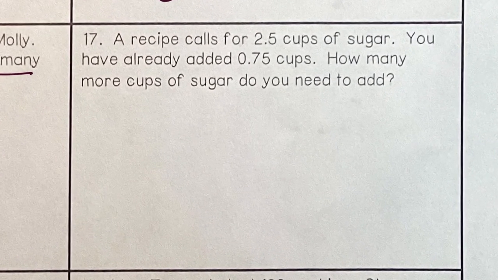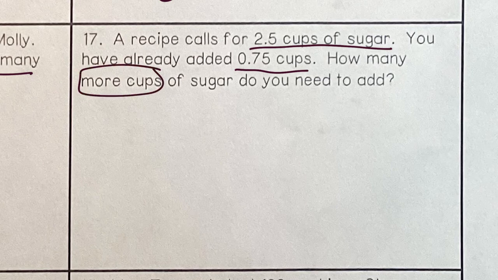Moving on to question number 17. A recipe calls for 2.5 cups of sugar. Okay, that's important. We'll underline that information. You have already added 0.75 cups. How many more cups of sugar do you need to add? So we're looking for more cups of sugar. I'm going to put C as my variable.